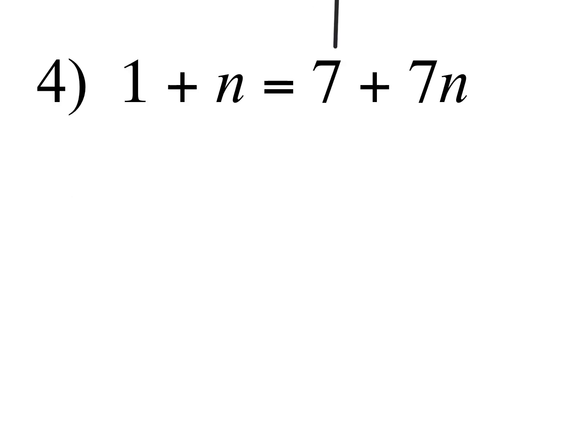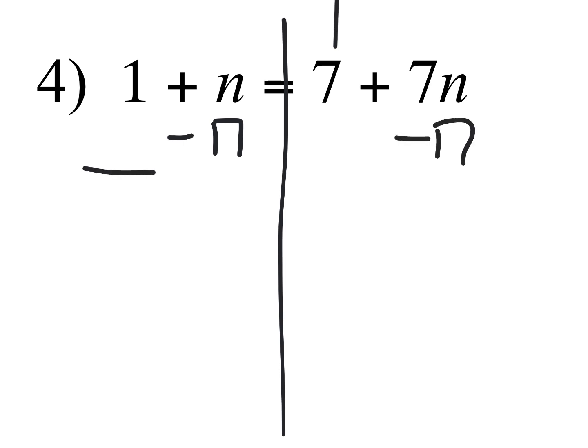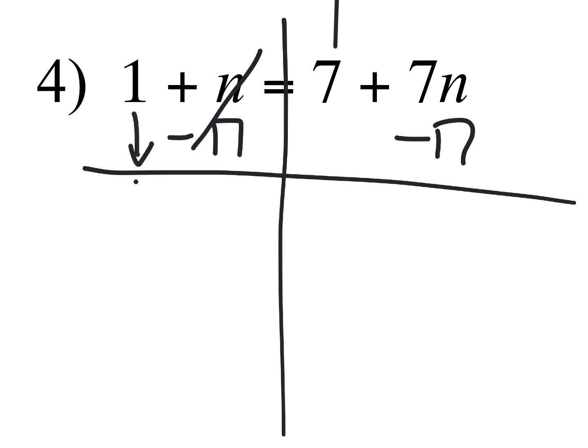Okay, last one I'm going to work for you is number 4. So I'm going to choose a variable to get rid of. I'm going to get rid of that plus n, and I'm going to do it by doing a -n. And I need to do it on both sides. So that's going to cancel, leaving me with a 1. 7n, take away, so I had 7 n's, I take away one of them. That leaves me with a 6n.